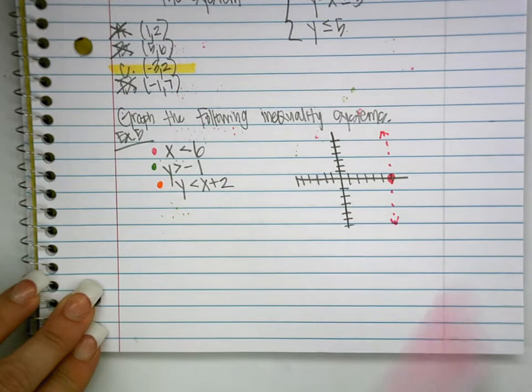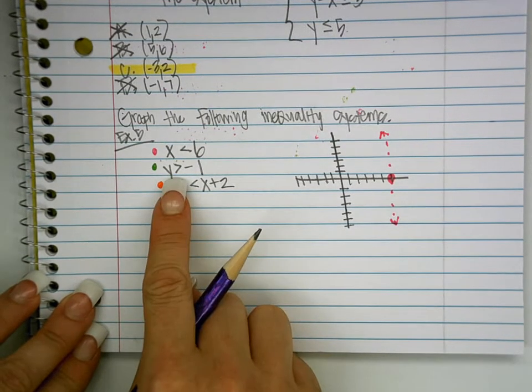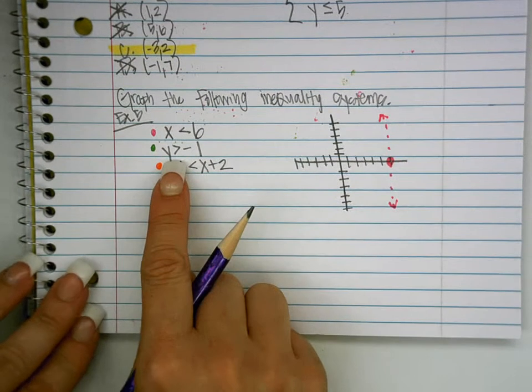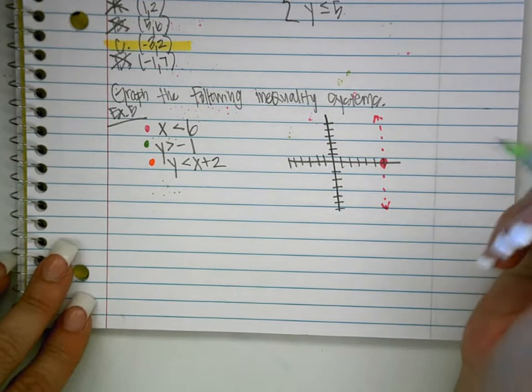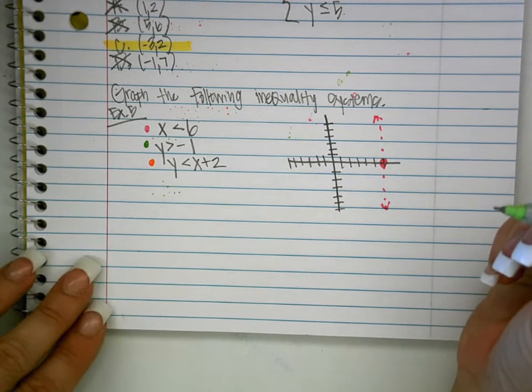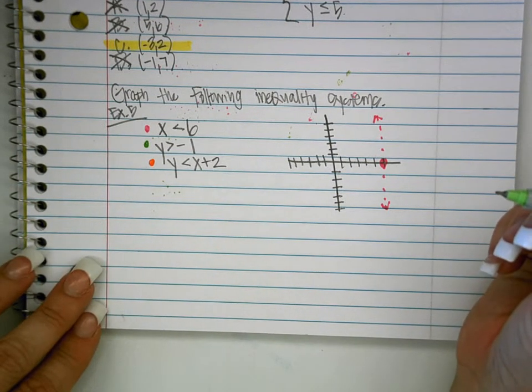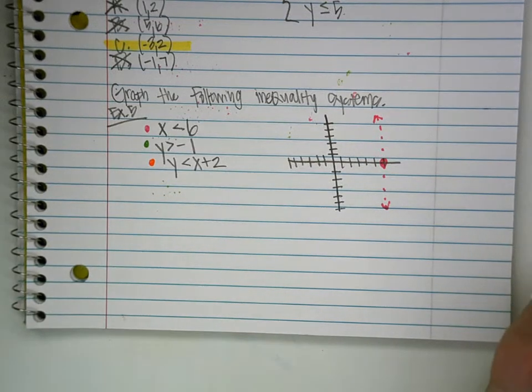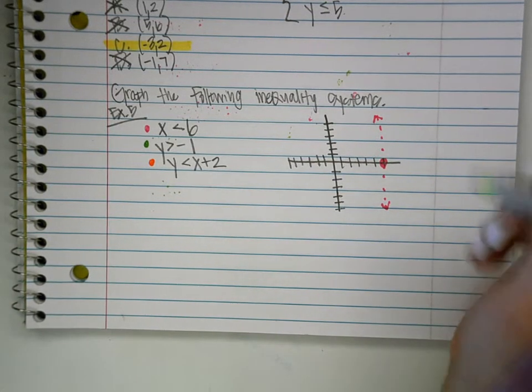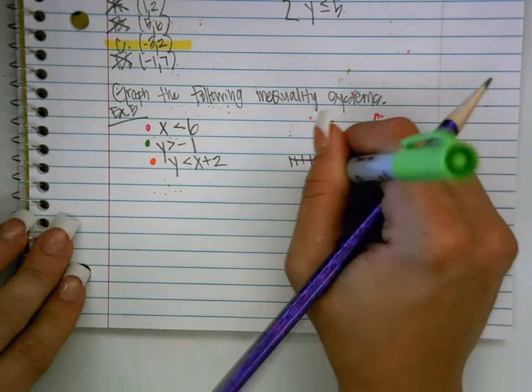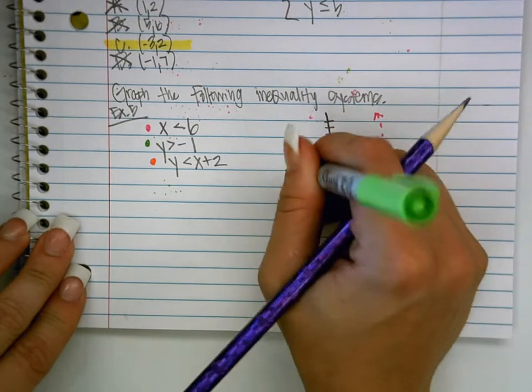Okay, how about the green line? y is greater than negative 1. Should that be an up and down or a side to side line? A y equals line is a side to side. I have a poster for you just in case you have trouble remembering. This is also a dotted line.